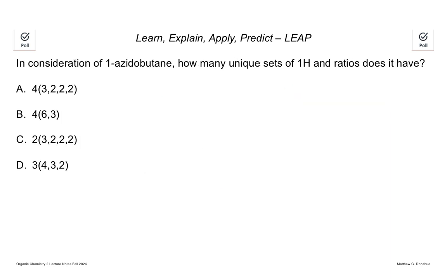So now that we've formed 1-azidobutane by taking bromobutane with sodium azide and acetone, again, polar aprotic solvent, for SN2, we get the azidobutane. And the question is asking you how many unique sets of hydrogen and their ratio.